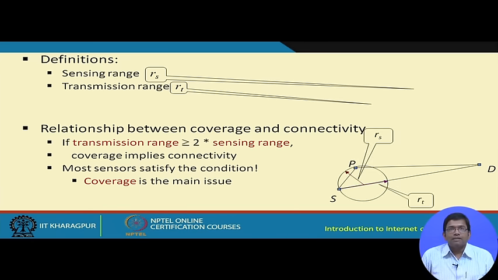Now, let us try to understand a few concepts. The first is the concept of sensing range and transmission range. When we have a node like this, it can sense up to a certain radius around it, typically a few meters or so. For a particular sensor node, the sensing radius is the sphere around it up to which this node can sense. In 2D, it is a circle.